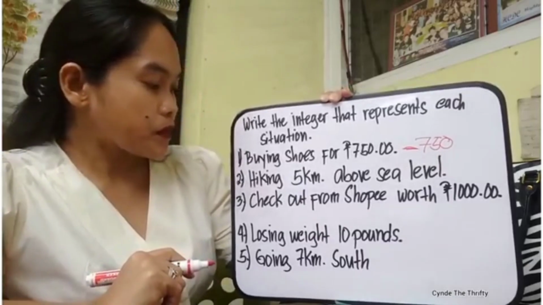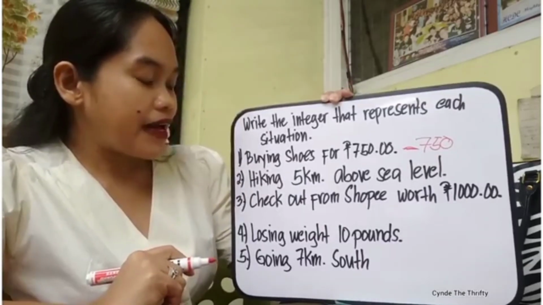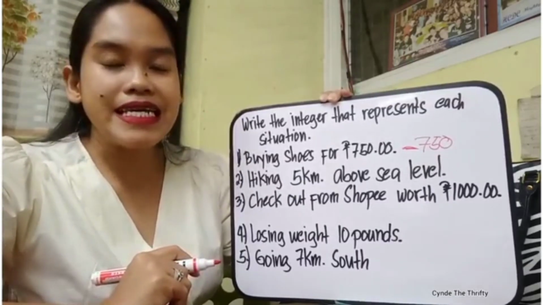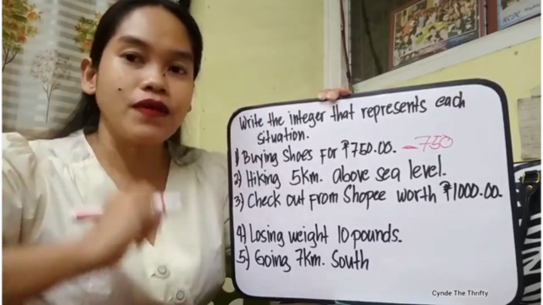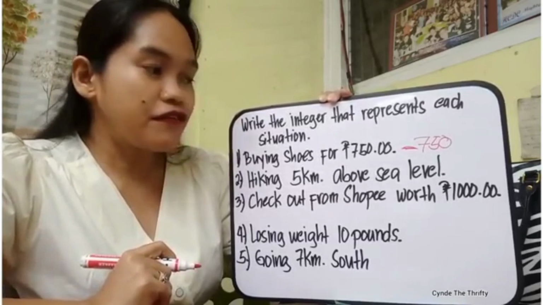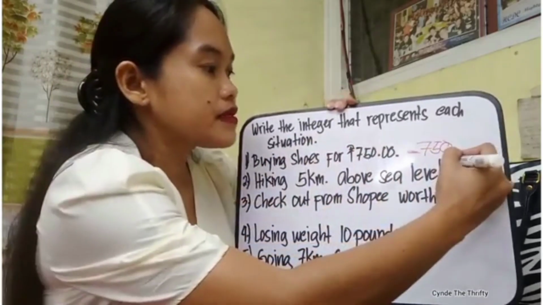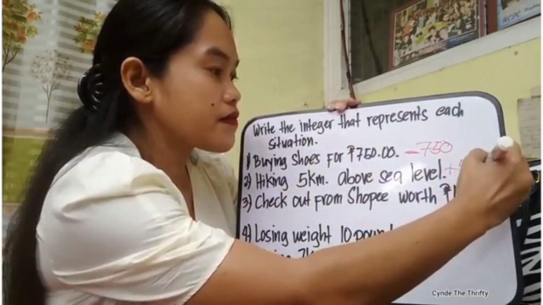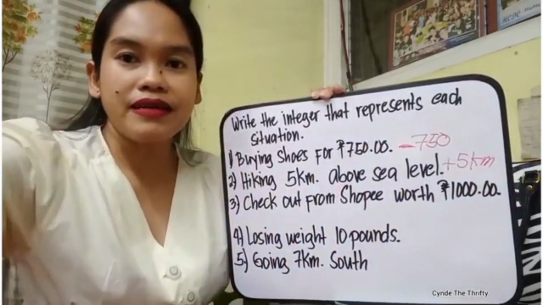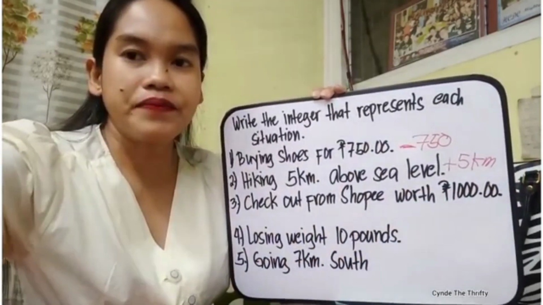Number 2, hiking 5 kilometer above sea level. Above, ibig sabihin taas. So, ibig sabihin positive 5 kilometer. So, plus 5 kilometer. Ayan. Hindi masyadong klaro talaga yung red.